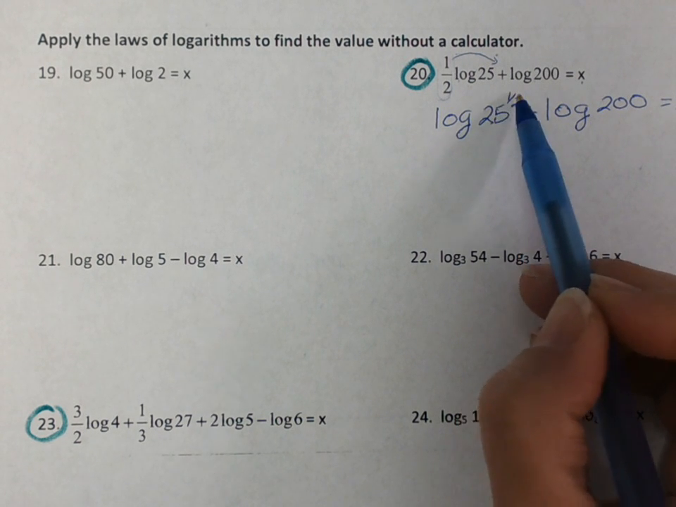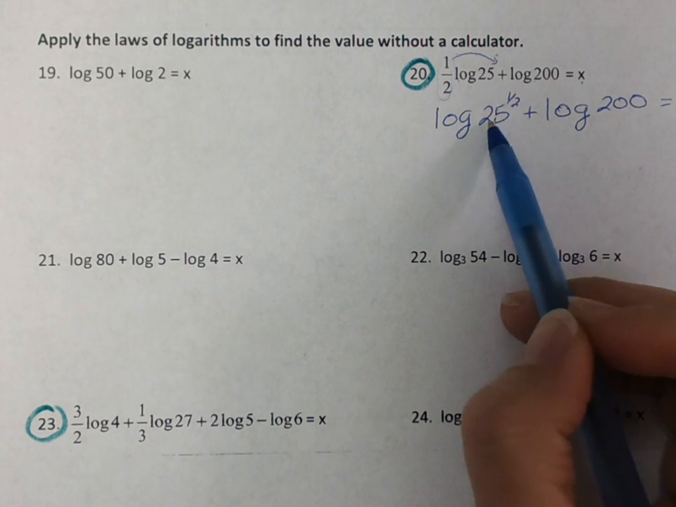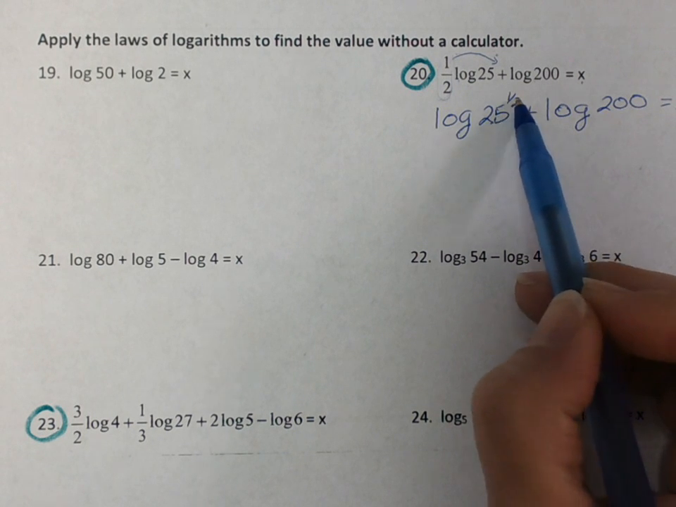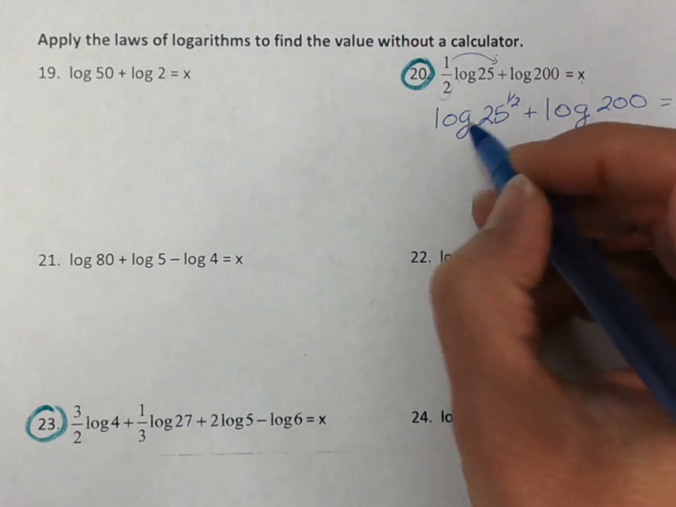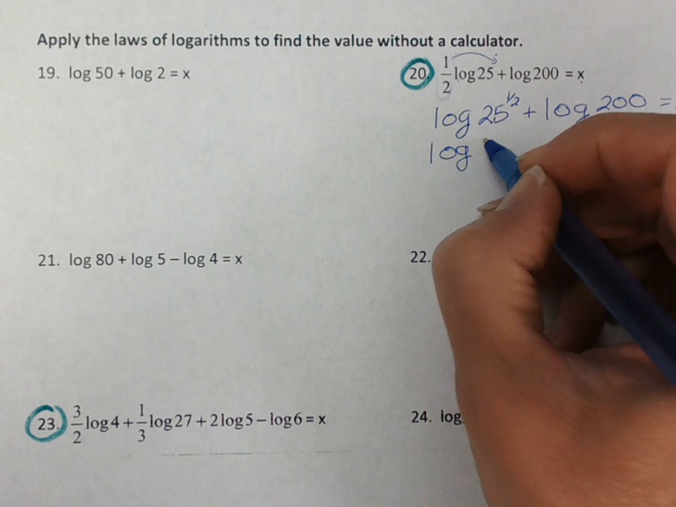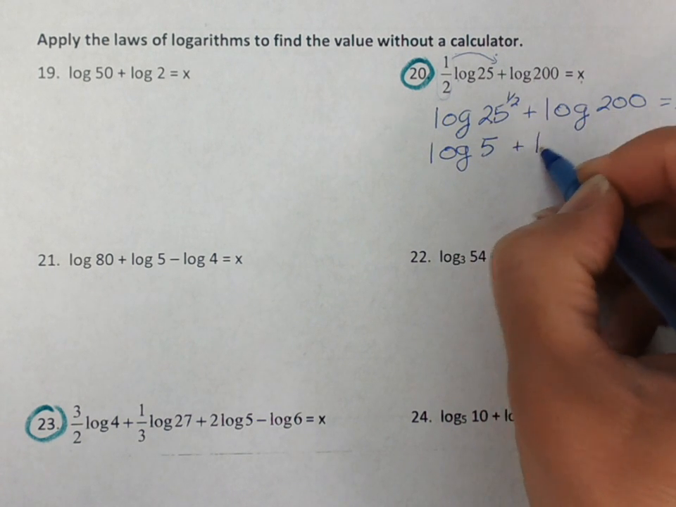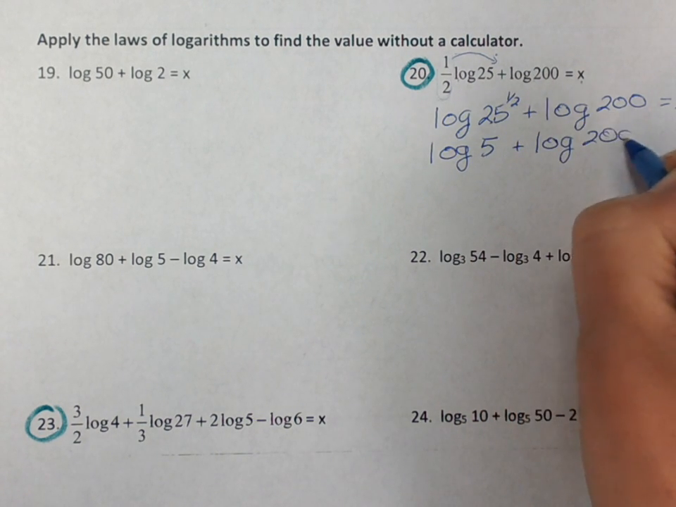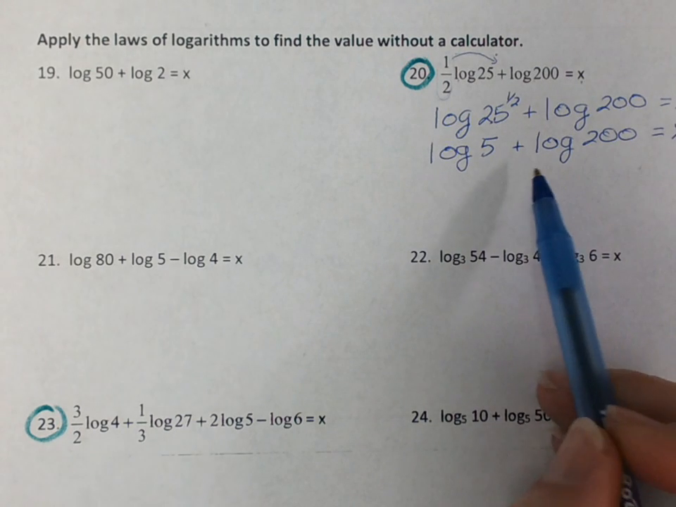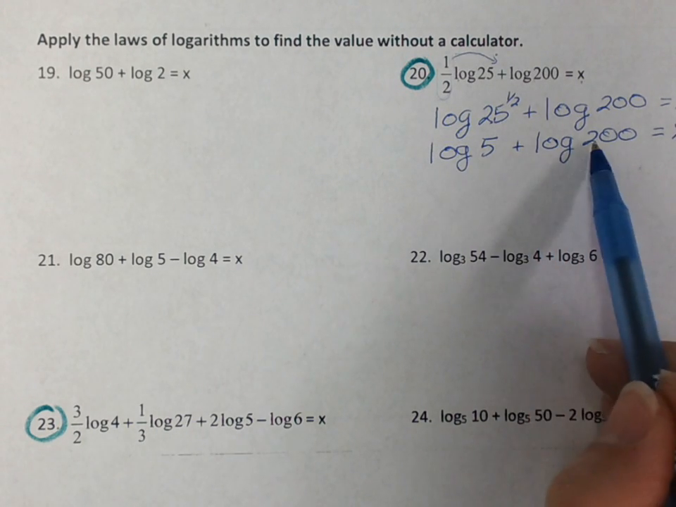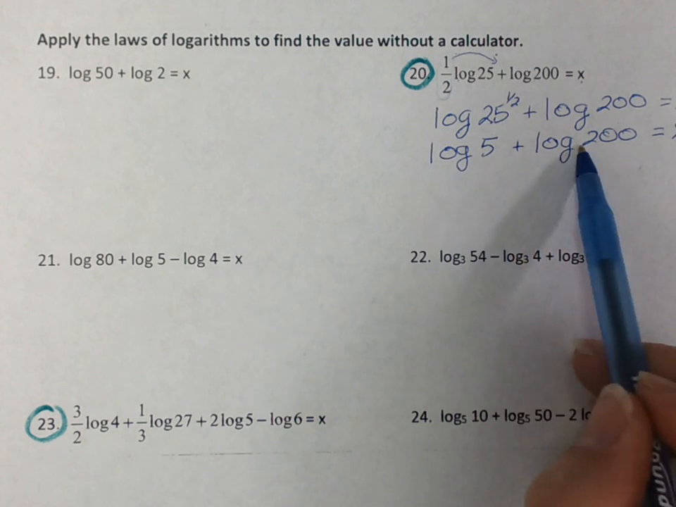You could put 25 to the 1/2 power if you're not remembering that that's square root. You could put 25 to the 1/2 power and it's going to give you 5. So this basically changes into log of 5 plus log of 200 equals x. Now I have no idea how to solve this except for the log properties.